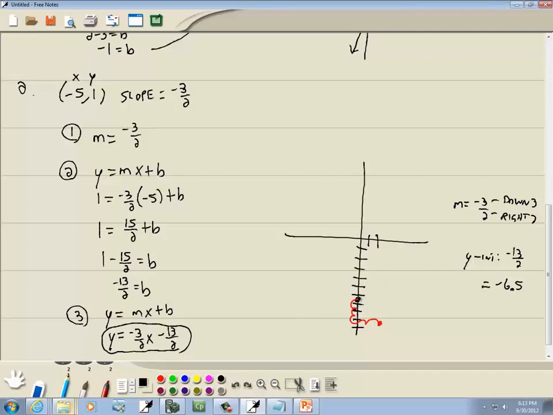So again, we put a point at our y-intercept, then we use the slope to get our second point. Down 3, right 2. And we draw a line through them. And that would be our graph.